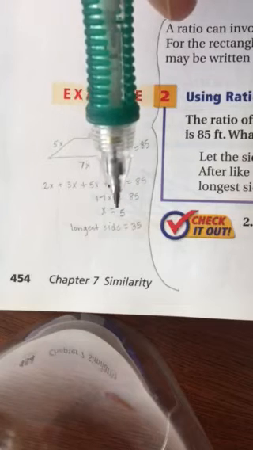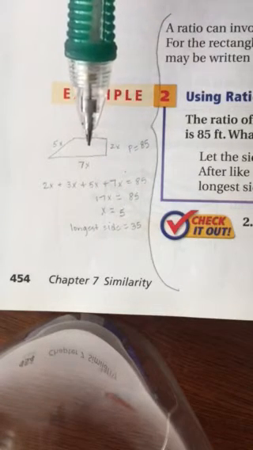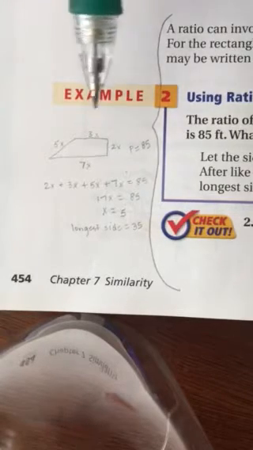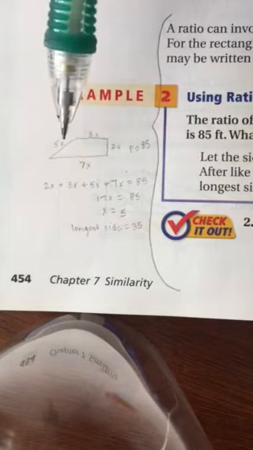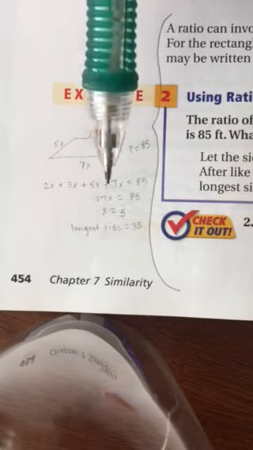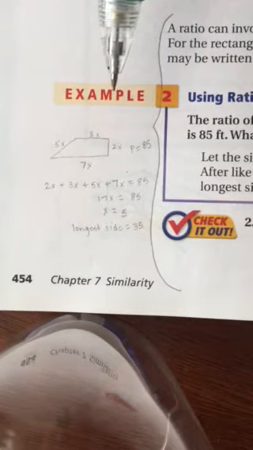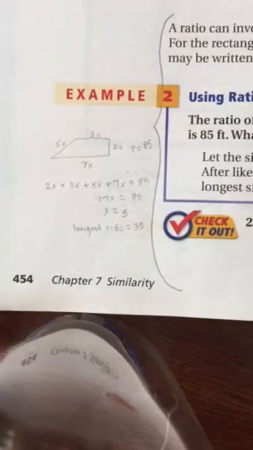85 divided by 17 is 5. And now I have what x equals. The question asks me to find the longest side of this quadrilateral. Well, of course, that's going to be the 7x, not the 2, 3, or 5x. So 7 times 5 is 35, and 35 feet will be our longest side. All right, we have one more.